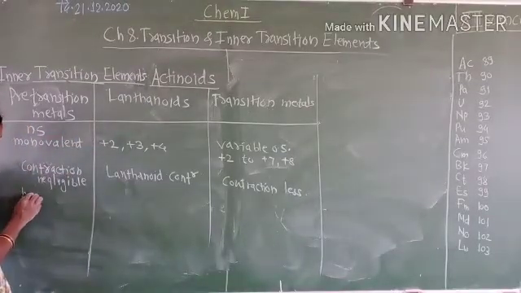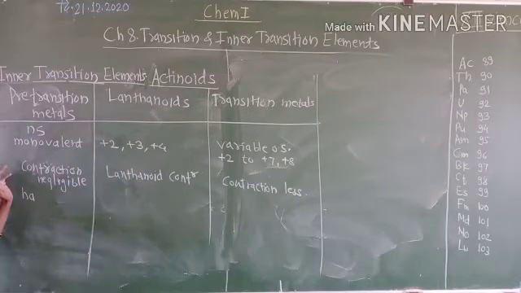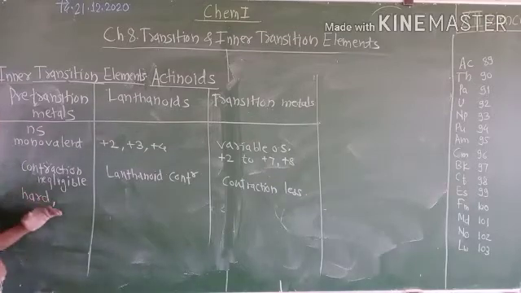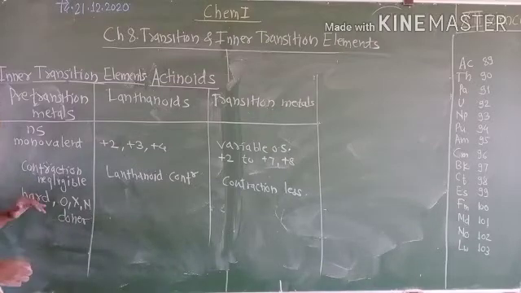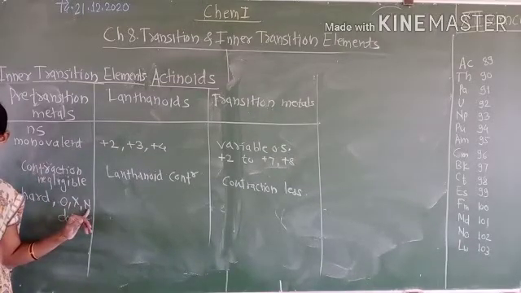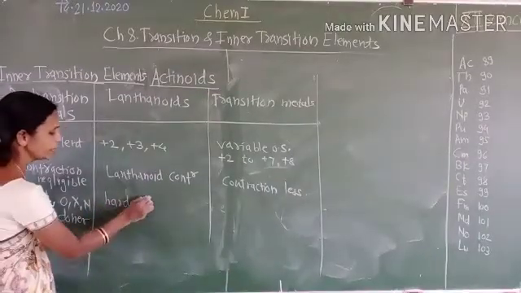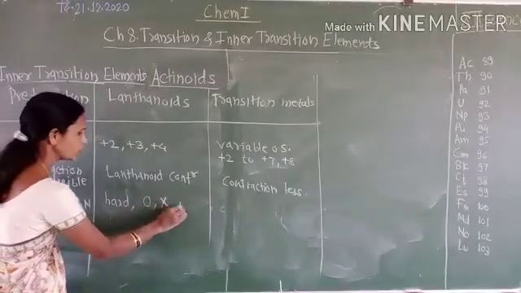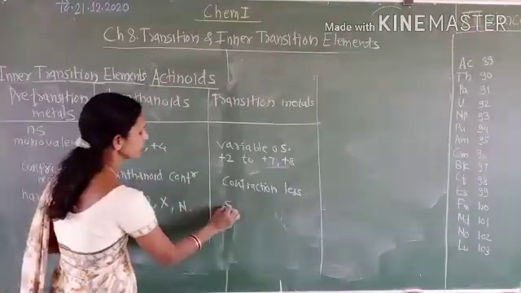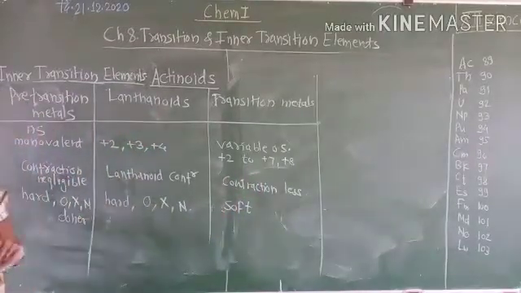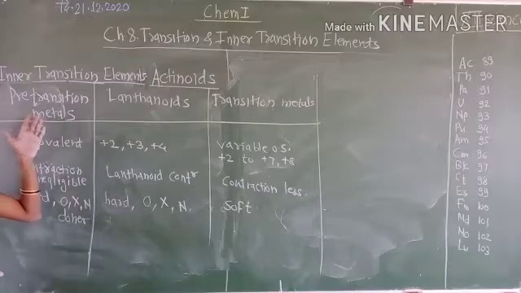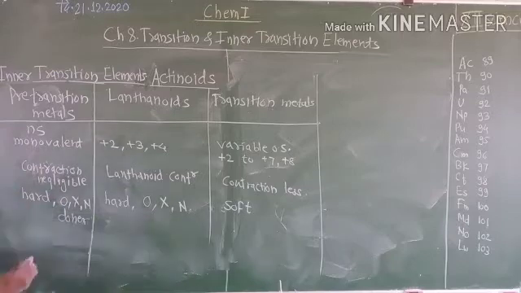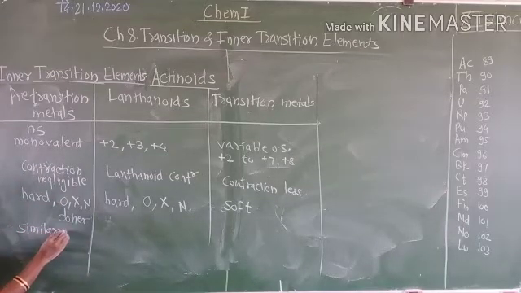Pre-transition metals are highly electropositive in nature and have high metallic character, therefore they are generally hard, and they are oxygen, halogen and nitrogen donors. That means they form compounds with oxygen, halogen and nitrogen. Similarly, lanthanoids are also hard and form compounds with oxygen, halogen and nitrogen. Most transition elements are soft because of their variable oxidation states and a few other properties. In pre-transition metals, that is the first and second group, elements in the same group show similar properties.